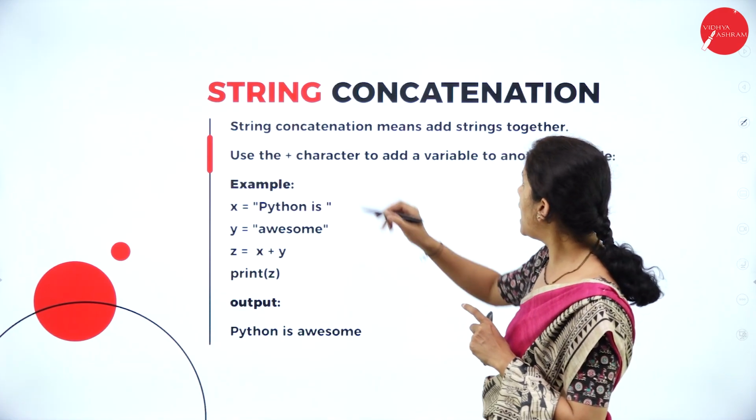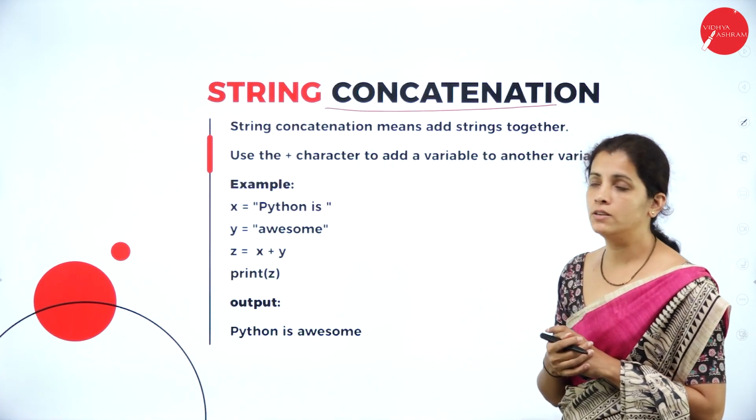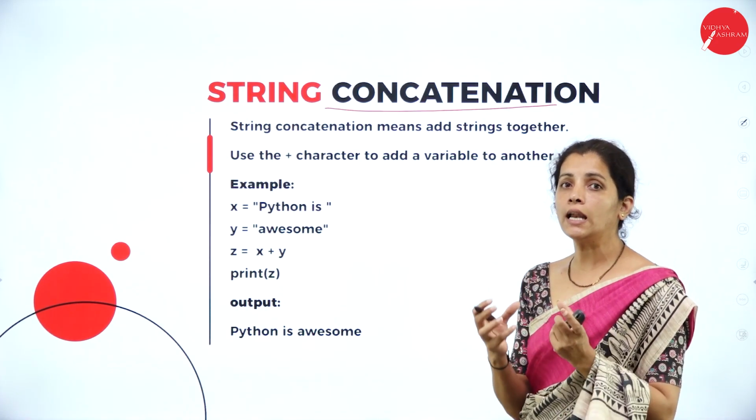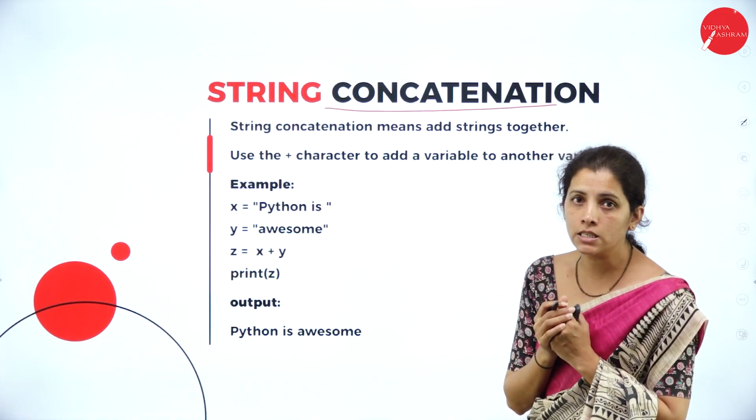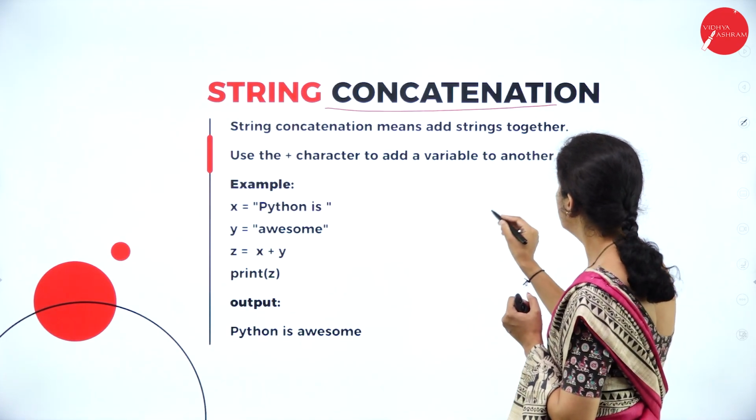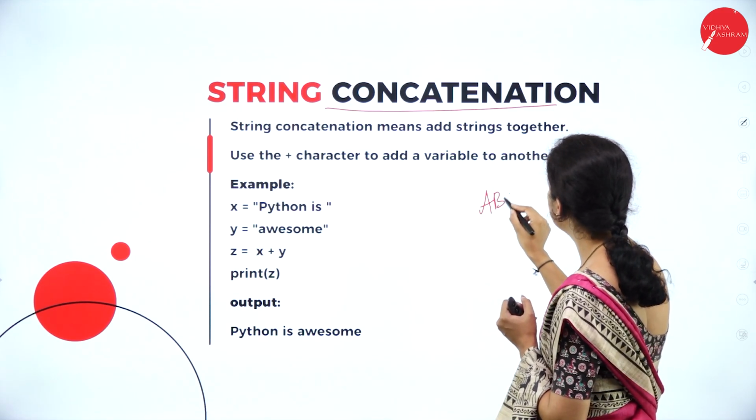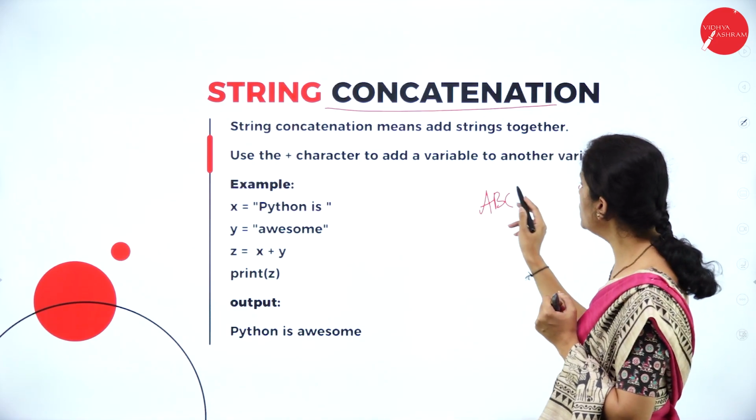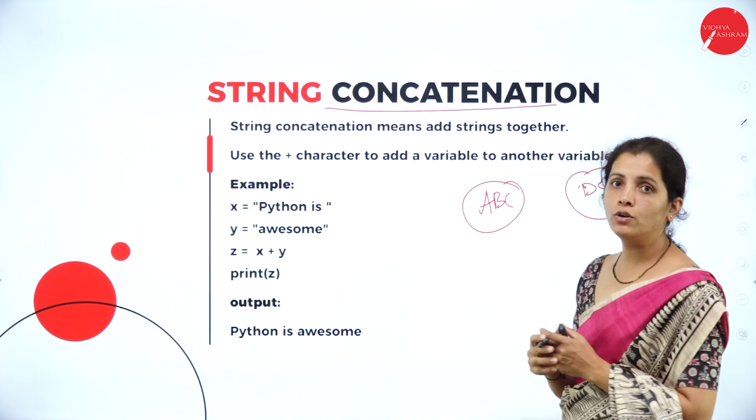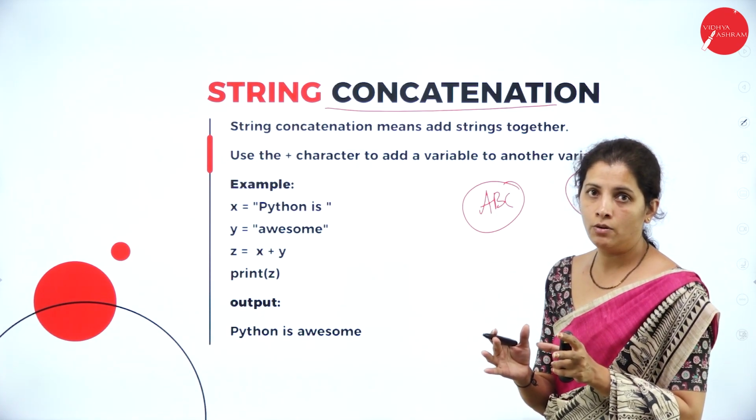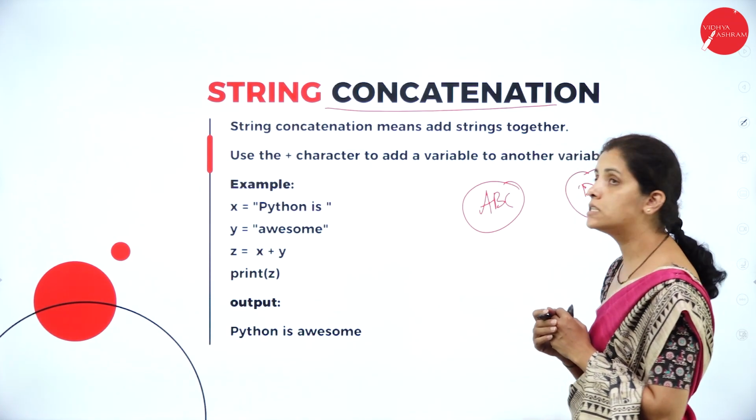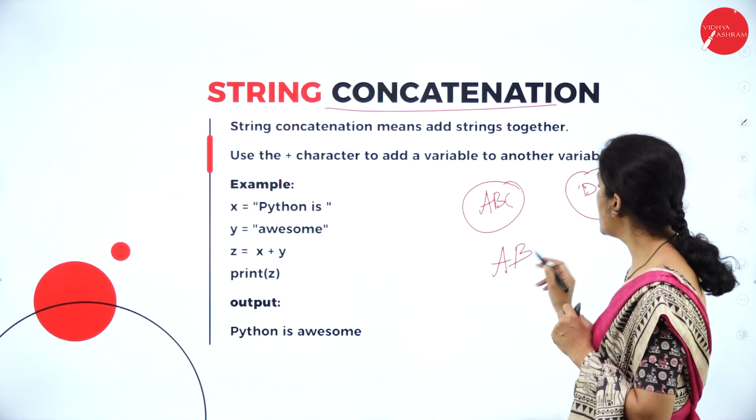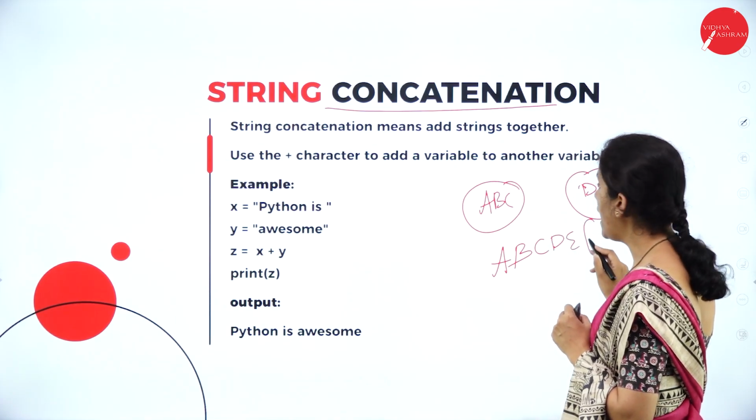Now, I'm going to cover string concatenation. So, what is string concatenation? There are certain times I want to club or combine two strings together. For example, think that I have A, B, C and D, E, F. I have two different strings and I want to form a single string. For that, I'm going to use string concatenation. Then what is the output after concatenating? It is A, B, C, D, E, F.